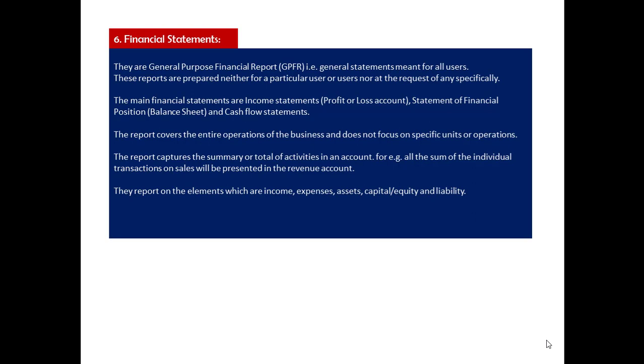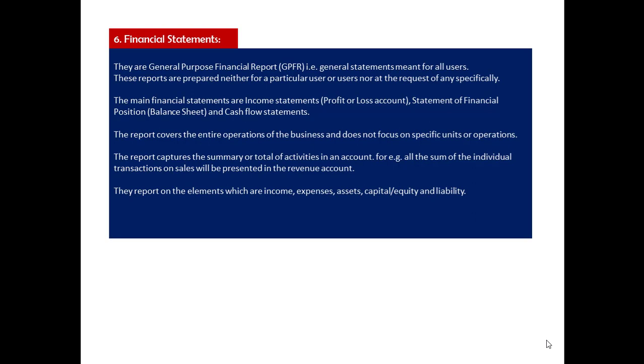So the main financial statements are income statement, also known as the profit and loss account, statement of financial position, also known as the balance sheet, and cash flow statement. So the report covers the entire operations of the business, not focusing on individual units or products or department. The report captures the summary of total activities in an account.